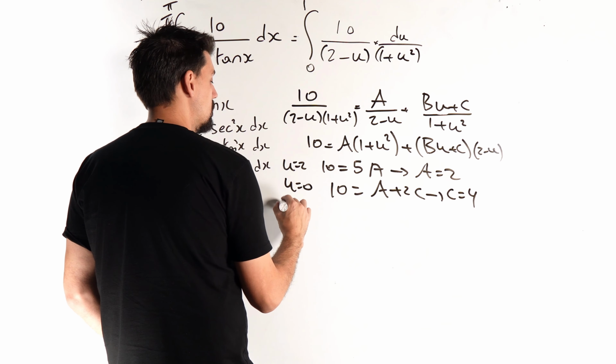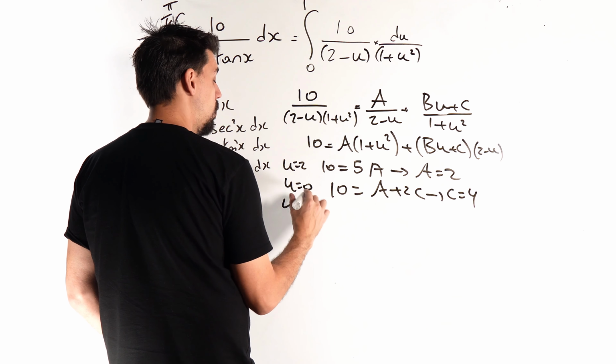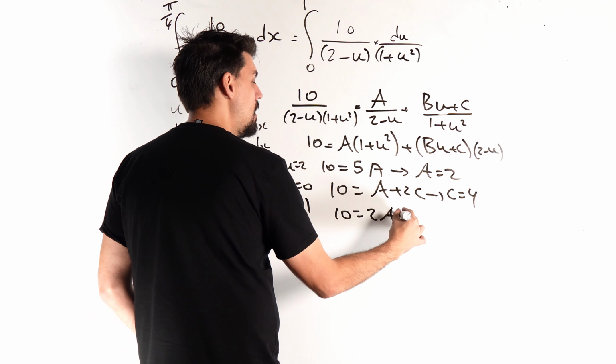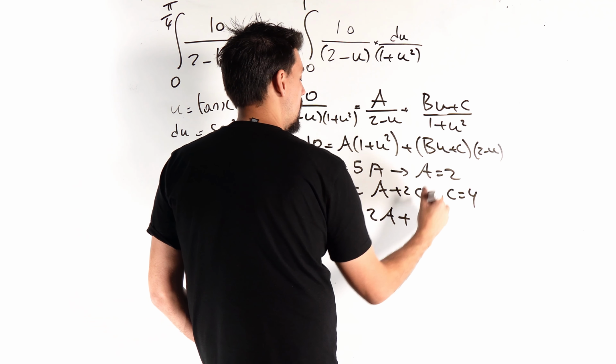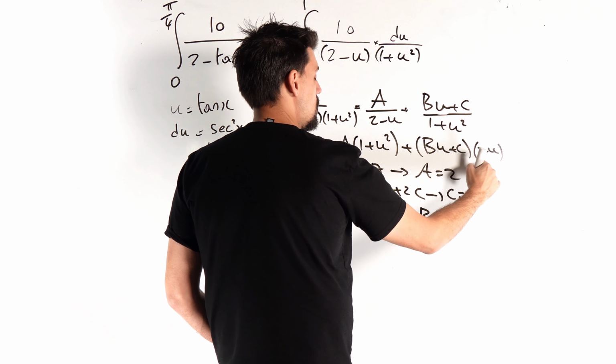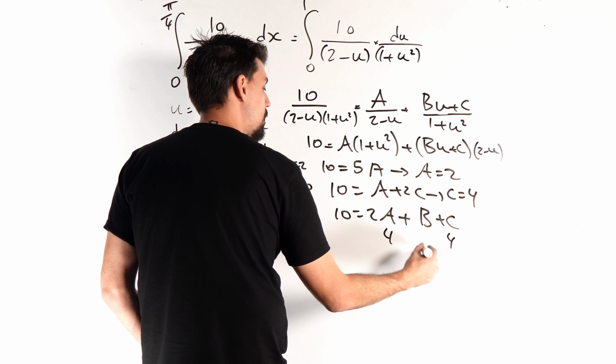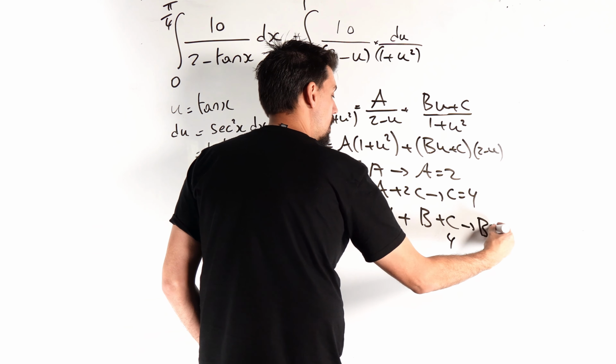And then, let's pick one. Let's go u is 1. U is 1 is normally quite good. We get 10 is 2a plus b plus c, because 2 minus 1 is 1. So that's 4, that's 4. That will give me b equals 2.